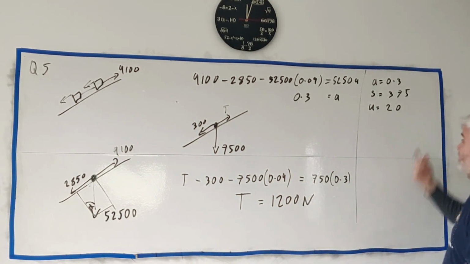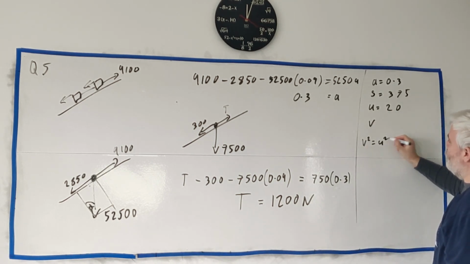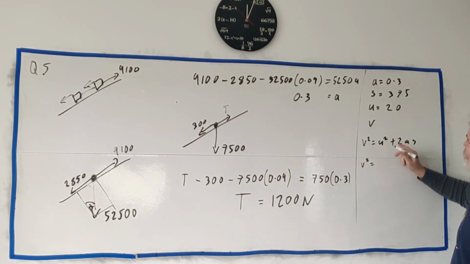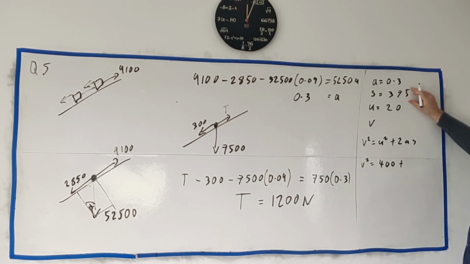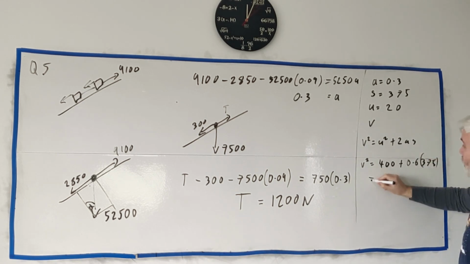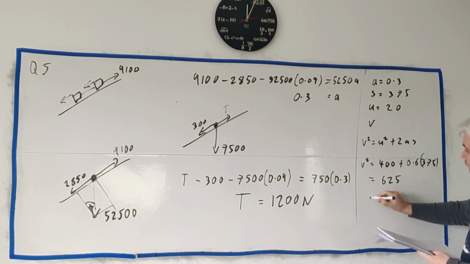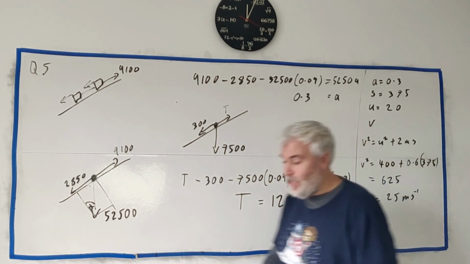They want the speed, so they want v. What equation has all this in it? That'd be v squared is equal to u squared plus 2as. That'd be u squared is 400 plus 2 times 375 times a. I don't think I have that row in my notes, so we'll leave it as that. Combine those and we will get v squared is equal to 625. That would mean v is equal to 25 meters per second, the speed.